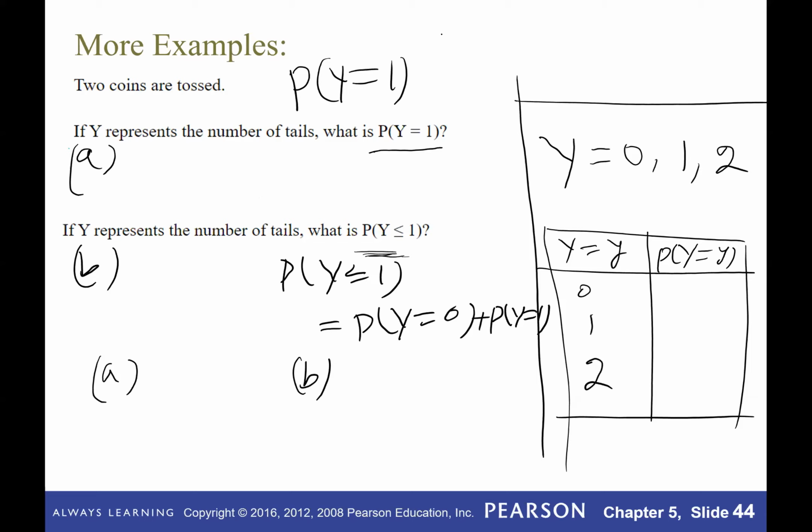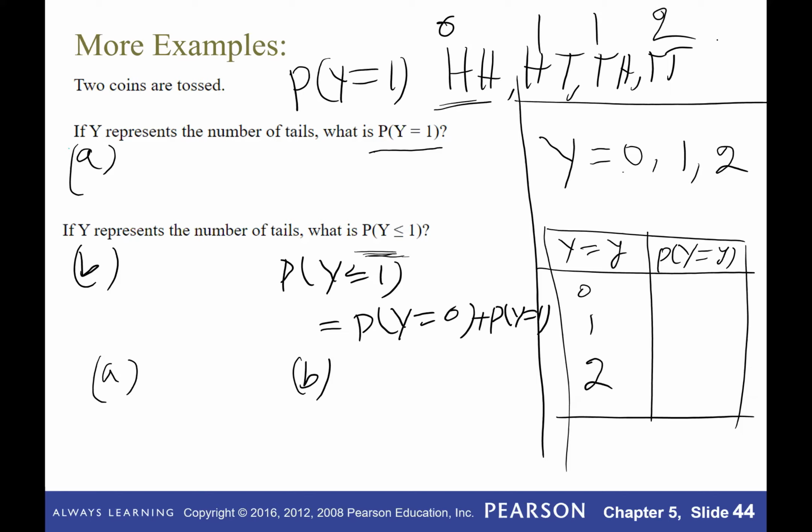So what are the possible outcomes? Possible outcomes are HH, HT, TH, and TT, right? So y is 0 means no tail, so that means this one. Y equal 1 means this one and this one. And y equal 2 means this one. Okay. So how many zeros do we have? We have just one 0, right? So it will be 1 over 4. This will be 1 over 4. And this one will be 2 over 4, or half. And this one will be also 1 over 4.